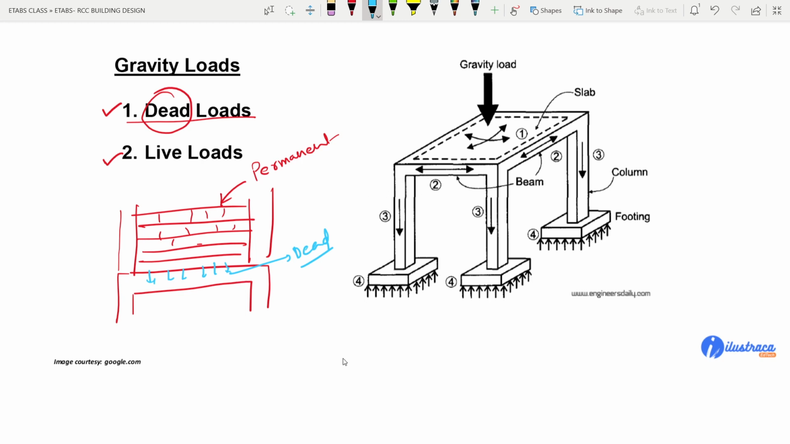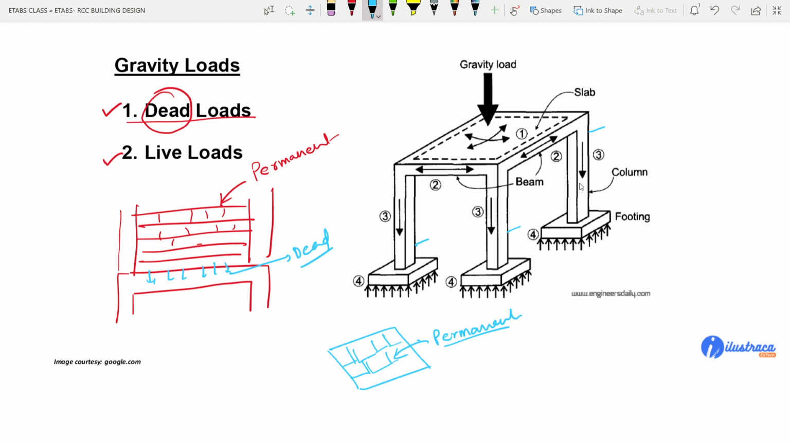Or if you have a slab, the floor, and you have given the tiles, the floor finishes, this is also a permanent thing. This is also permanent, right? So this kind of the loads coming from the tiles or floor finishes on the floor, we can call it as dead load. Or the load of these particular elements, this column, beam, slabs, they also have their own weight which is acting downwards, right?